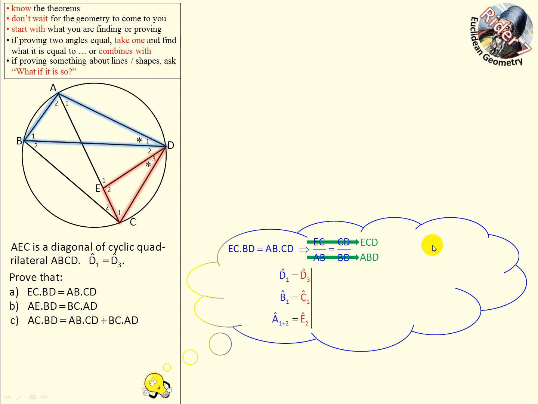D1 equals D3. Yes, we already know about that, given. B1 equals C1. Well, they're angles in the same segment. Have a look here. There and here. Angles in the same segment. There we are. And the final angle, which is A1 and 2 and E2, have to be equal by angle sum triangle.